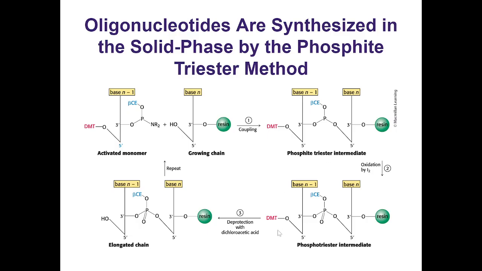The next thing that has to happen is we still have that protecting group, DMT, that is causing this 5' end to be unreactive. So we need to remove that protecting group so we can expand the chain further. And so we deprotect it. We're going to use dichloroacetic acid. That'll remove the DMT, just like we talked about in organic chemistry about protecting groups.